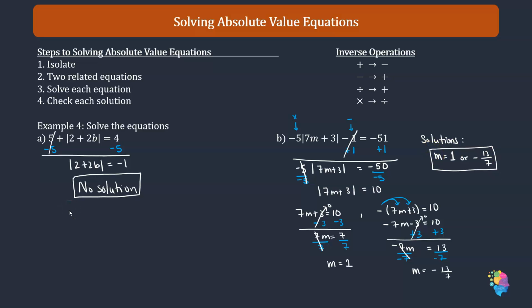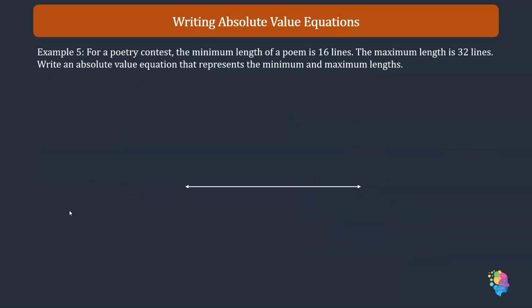So now that we've done 4 examples of solving absolute value equations, let's write absolute value equations. Let's start by reading example 5. For a poetry contest, the minimum length of a poem is 16 lines. All right, I'm going to put it right here. The minimum is 16. The maximum length is 32 lines. Okay? The maximum, let me put it over here, that's going to be 32 lines. Write an absolute value equation that represents the minimum and maximum length.